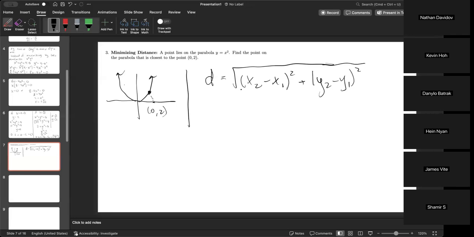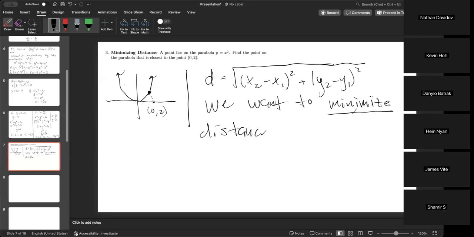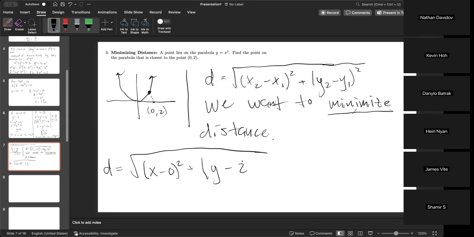So we're trying to minimize this distance. That means that we want to minimize this expression. So I'll let my x2 be x and my x1 be 0. X minus 0 squared plus y minus 2 squared.